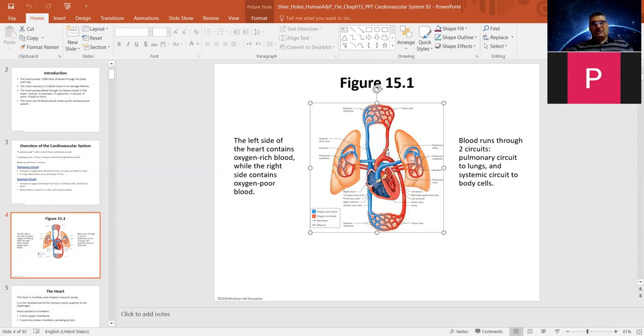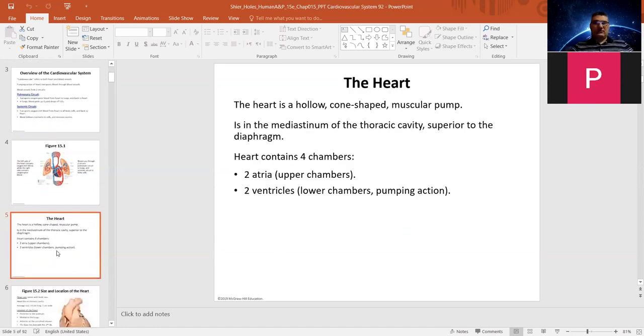ascending aorta and arch, and then the descending aorta goes to the lower part of the body, and other arteries will go up to the upper part of the body. The body systems will take their oxygen from the blood and also release carbon dioxide to get rid of it, coming back to the heart, and this circle alternates all the time throughout your entire life. So the heart itself has 4 chambers: 2 atria on top, the upper chambers, and 2 ventricles at the bottom, or the lower chambers.